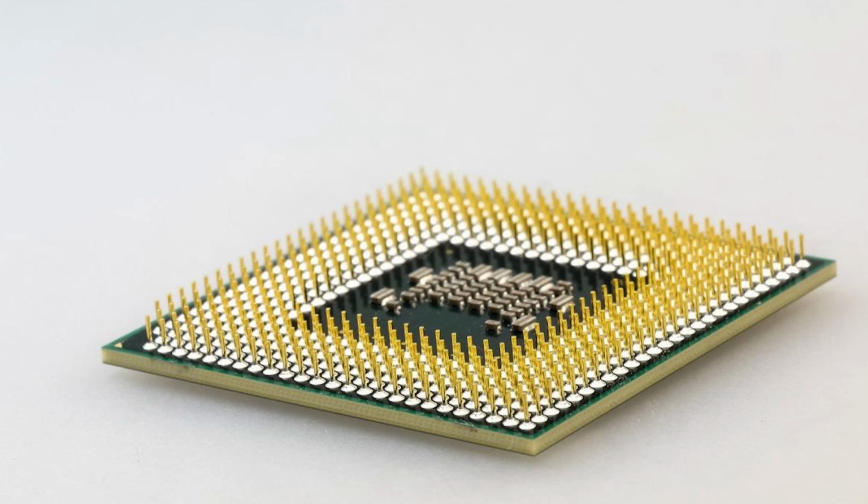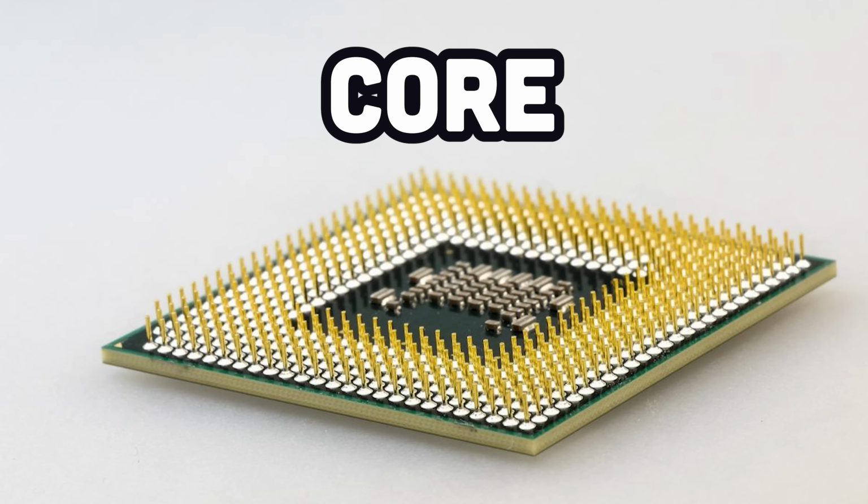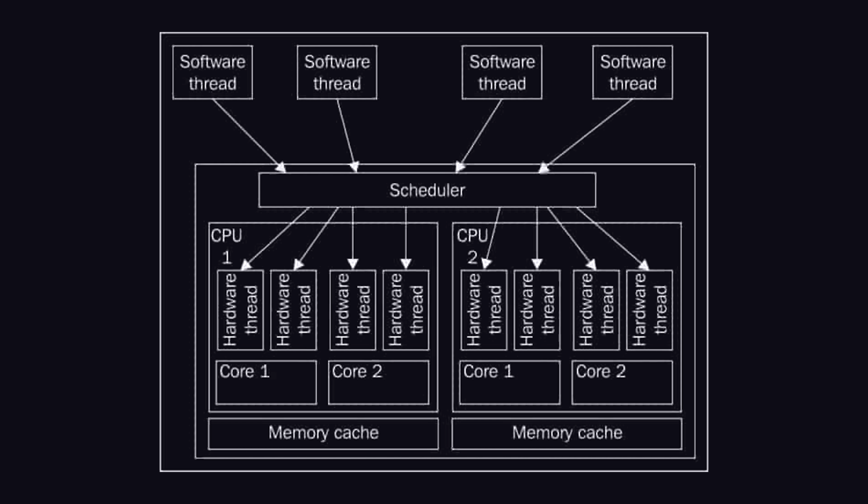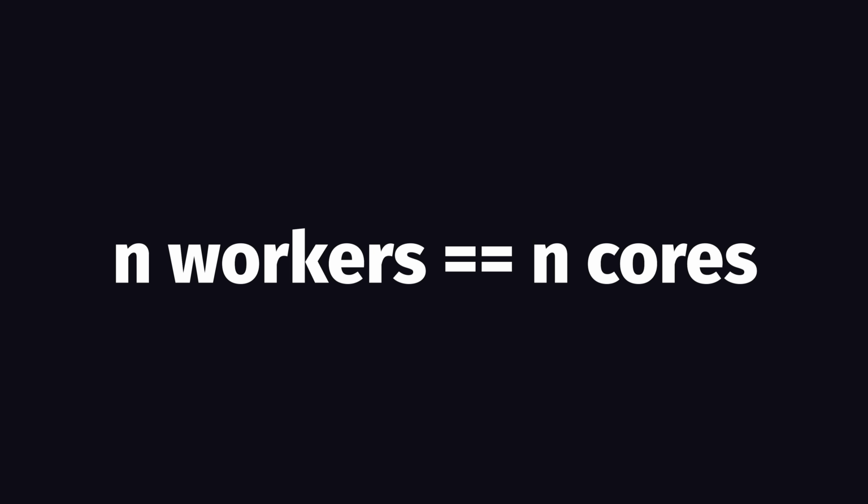Just a side note, a core refers to the physical component of the CPU itself, which can only execute one task at a time, whereas a thread refers to a sequence of instructions that can be managed independently by the operating system scheduler. There's a distinction to be made there, but from a practical standpoint, the amount of Node.js workers you can run in parallel is equal to the available number of CPU cores, which in this case is 16.